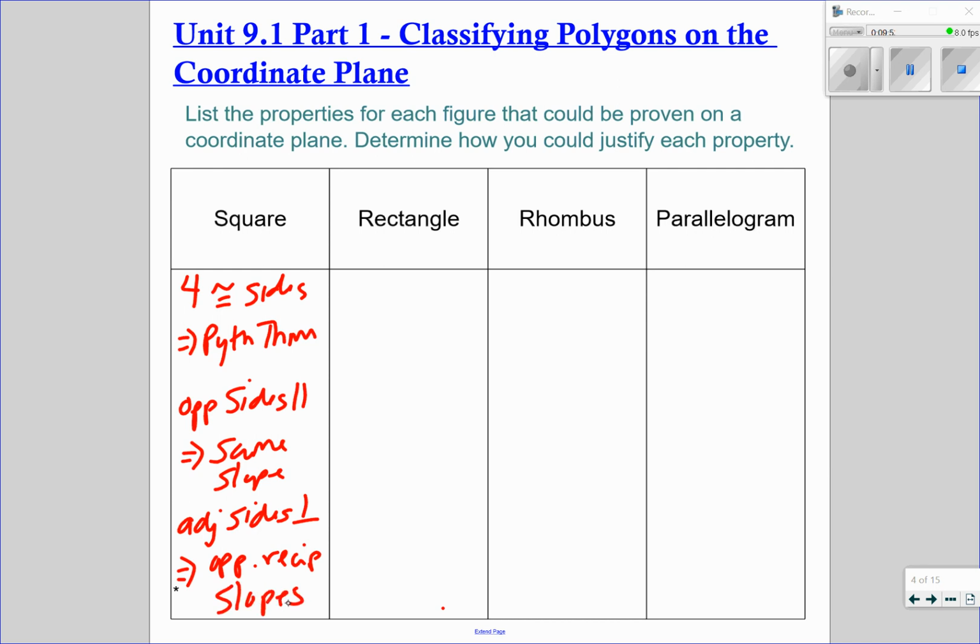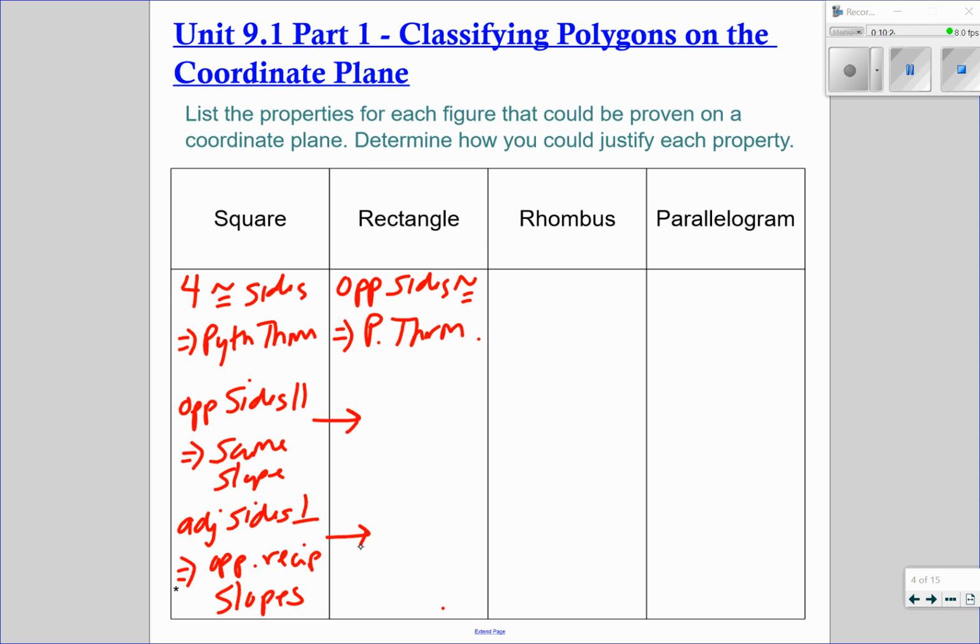As we move forward for a rectangle, instead of all 4 sides being congruent, we would just have to show opposite sides congruent. And we would still use, we're going to resort to Pythagorean theorem on this one. And then we'd still have to show opposite sides parallel, and we'd have to show adjacent sides are perpendicular. And we would go ahead and use the same criteria here with our slopes.